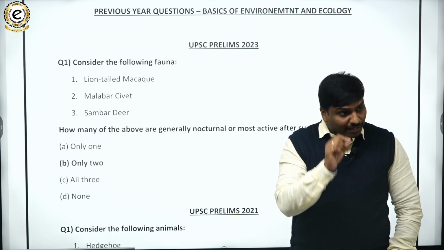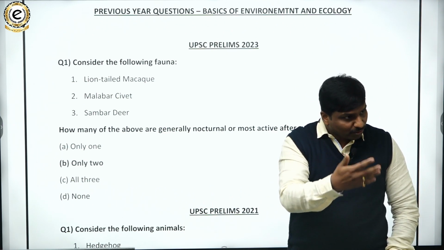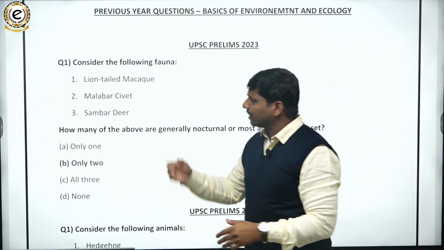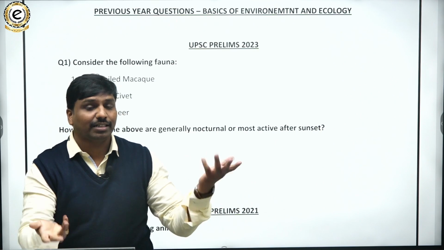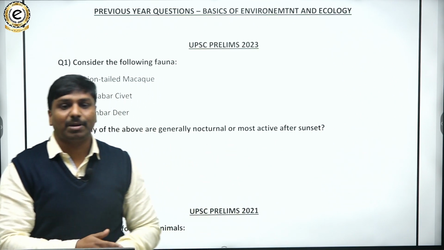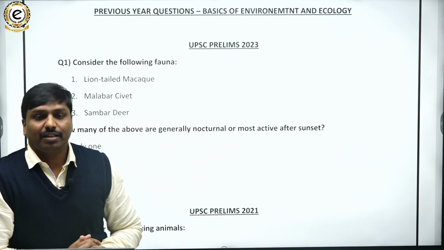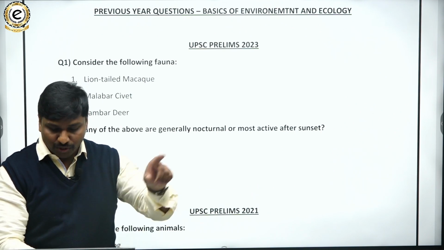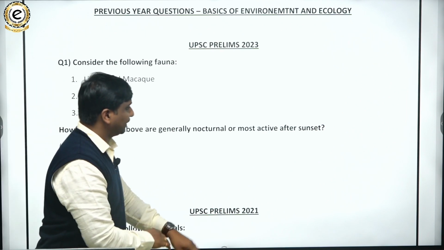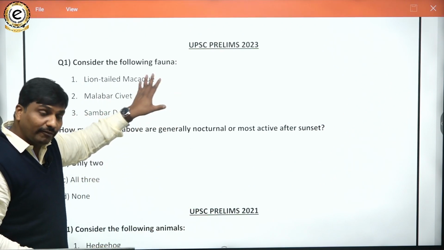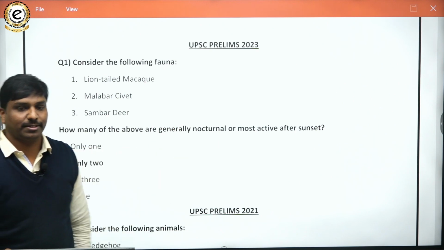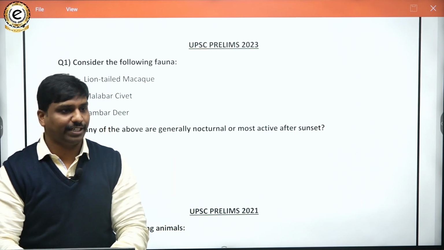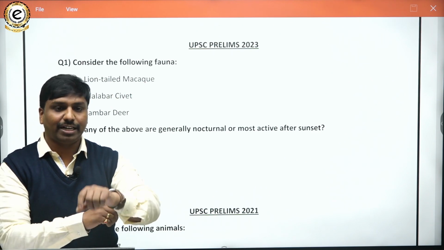For these kinds of things, we need to have a good list of the examples. Even if I say, for example, Malabar civet and sambar deer are nocturnal, and lion-tailed macaque is diurnal, you cannot remember. So some things are better to write. You just write some of the examples. For such things, we need proper wildlife examples, not just common examples. We'll try to list them and write them quickly.